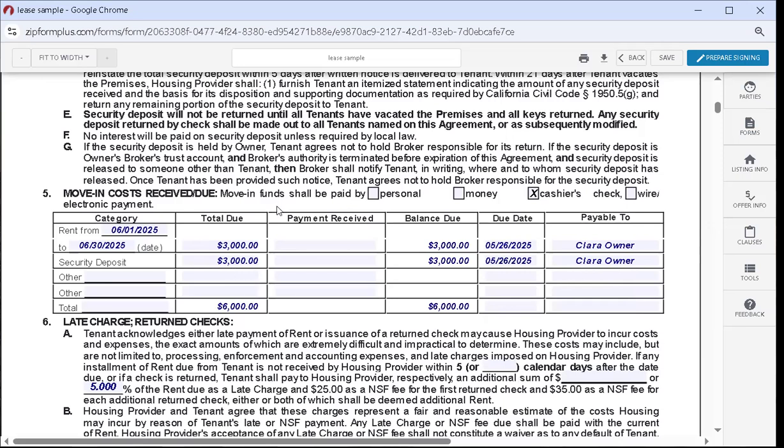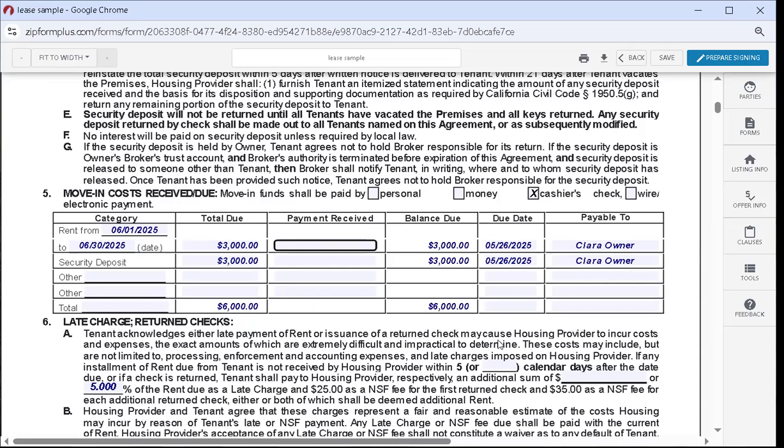Clara, the owner. Now it says payment received. Here, you can give them back a copy of the cashier's check. When you make a copy of the lease that they've executed, give it back to the tenant. It's only one signature at that point. Always give a copy back and make a copy of their deposit check. Give that back to them.